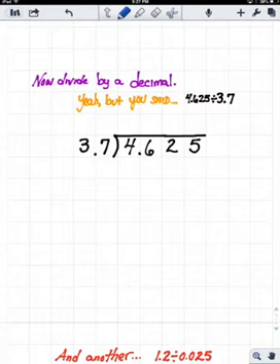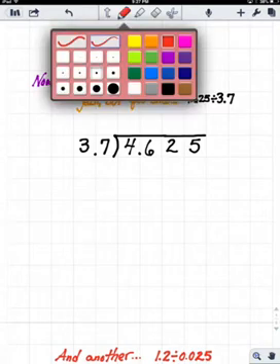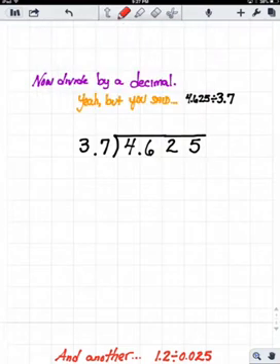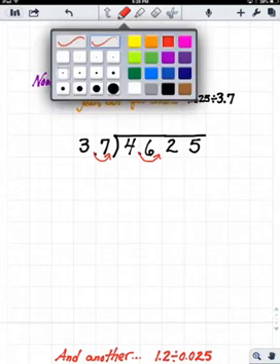I have 4.625 divided by 3.7. And again, I know what I said. I said we can only divide by a whole number. So I'm going to take this 3.7 and I'm going to move that decimal point. How do I move it? Easy. I move it one place to the right. The thing is, since I moved it one place, counted one place to the right here, I'm going to move it one place to the right here. Okay? And there's a rationale, there's a reason behind that, why we do that.